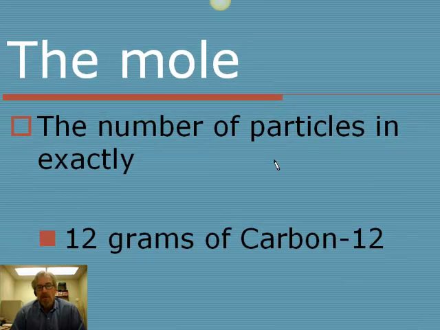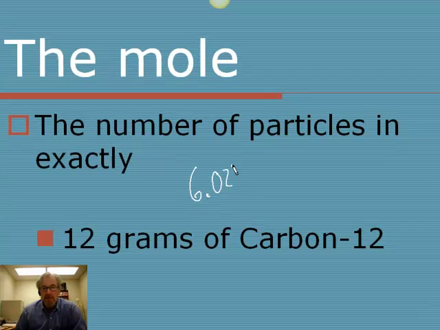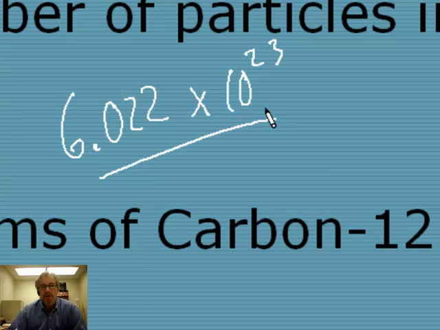The mole is defined as exactly the number of particles as there are atoms in exactly 12 grams of carbon-12. Now, we don't know how many atoms are in 12 grams of carbon-12 exactly, but we do have a pretty close estimate, and it's this: 6.022 times 10 to the 23rd is pretty close to the number of particles that would be in exactly 12 grams of carbon-12.